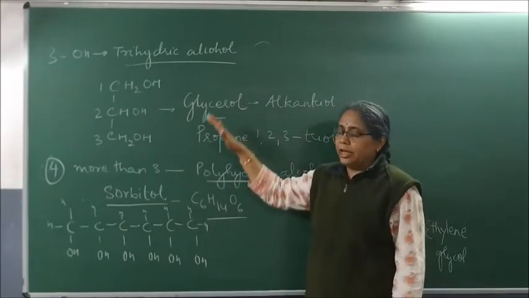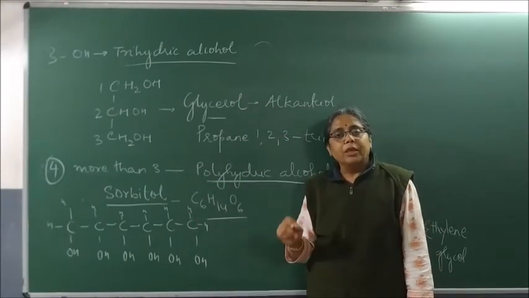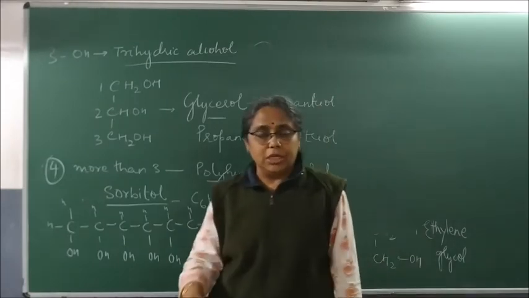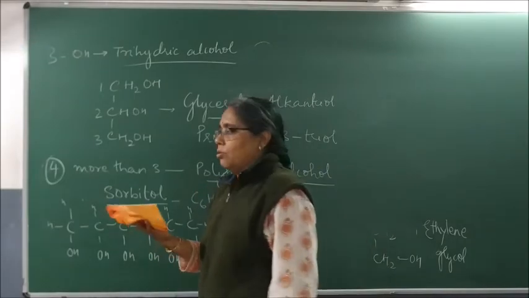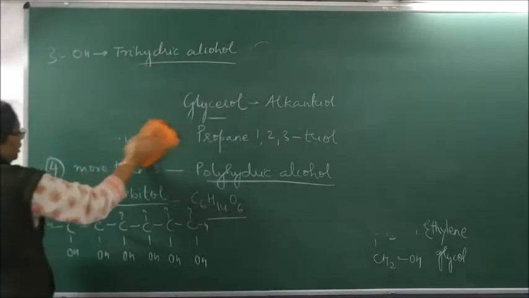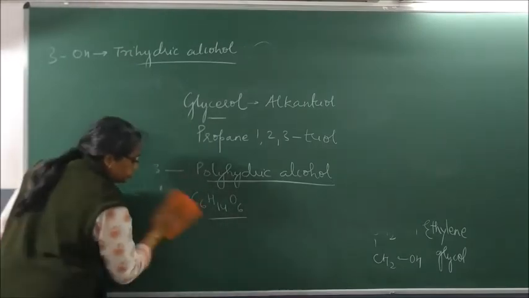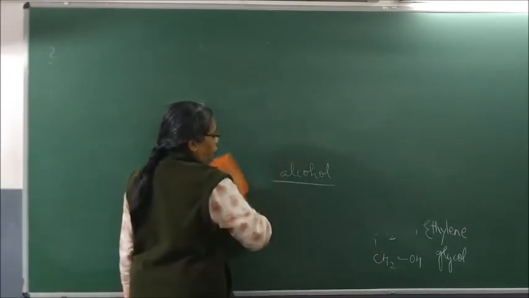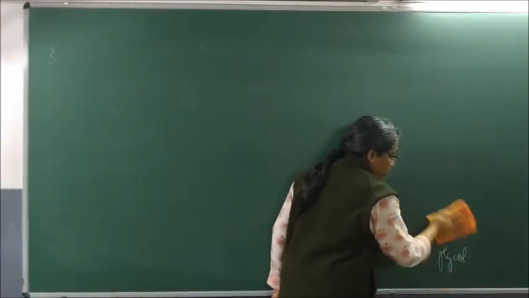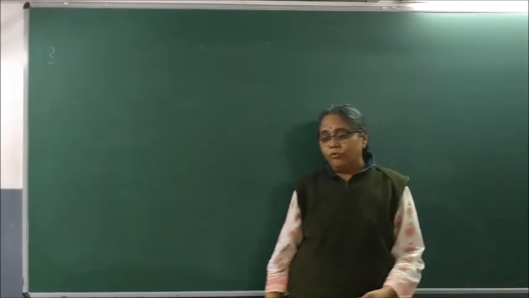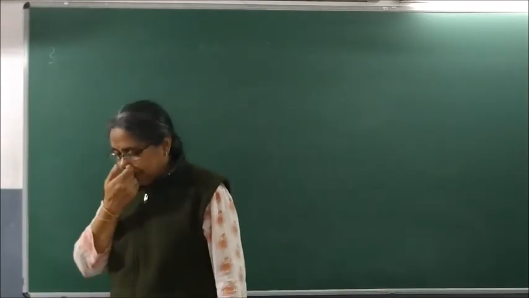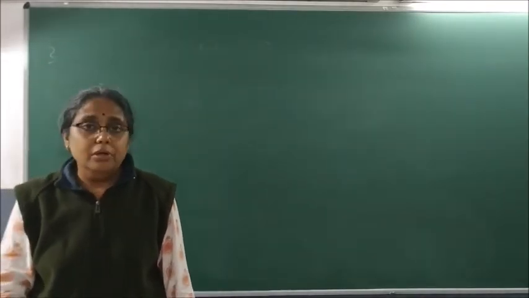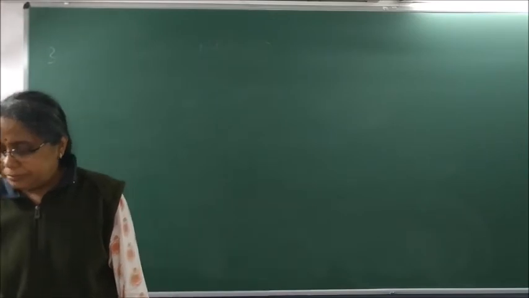What is the logic we derive from the number of OH groups? Please write: the more the number of OH groups, the more viscous and the sweeter is the alcohol. More sweeter is the alcohol and more viscous is the alcohol.